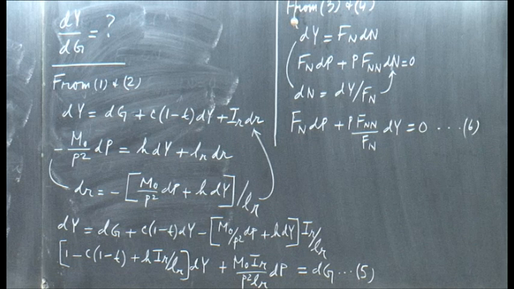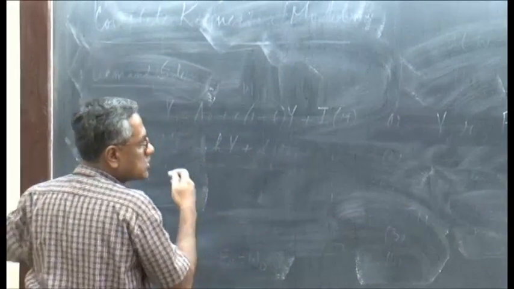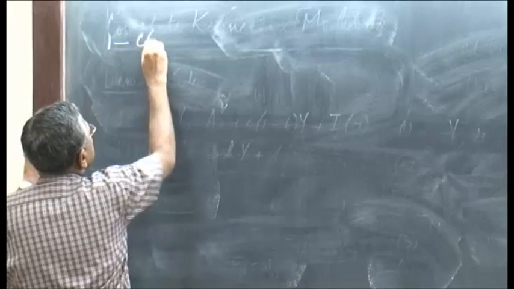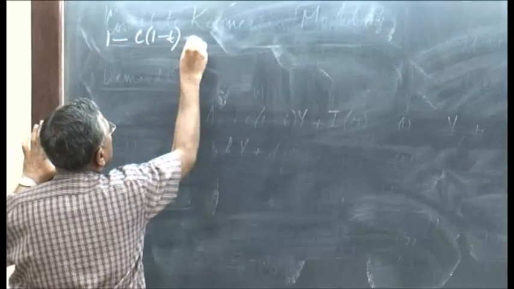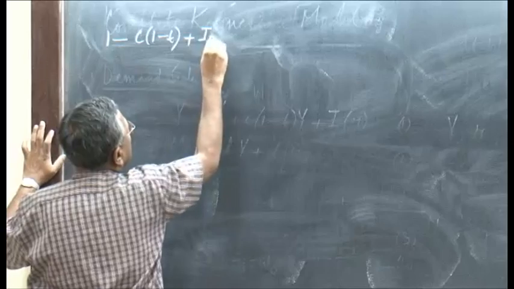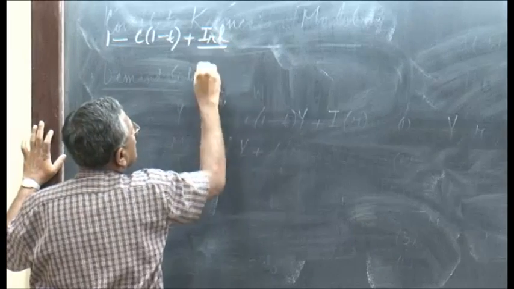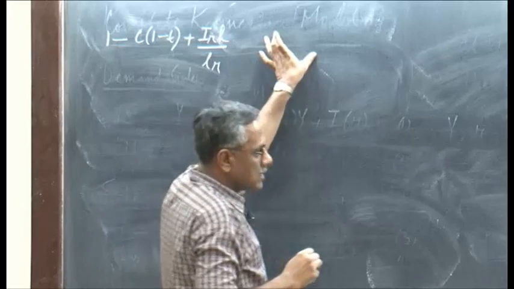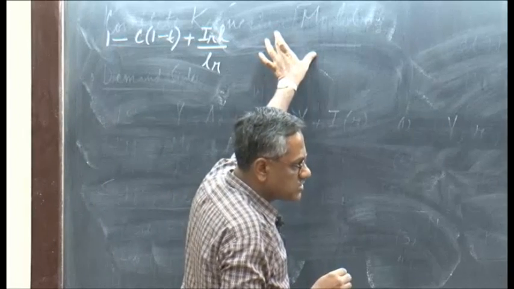So what I have from 5 and 6, if I club and make two columns, one for the dy column, one for the dp column, then from the first equation, the dy column has 1 minus c into 1 minus t plus IR H over LR. This is the dy column. The second column will be the dp. What is the dp term?